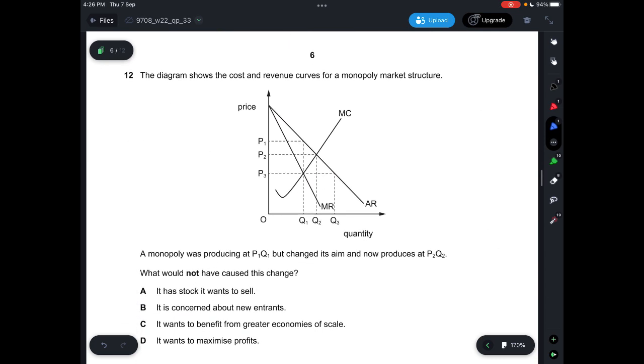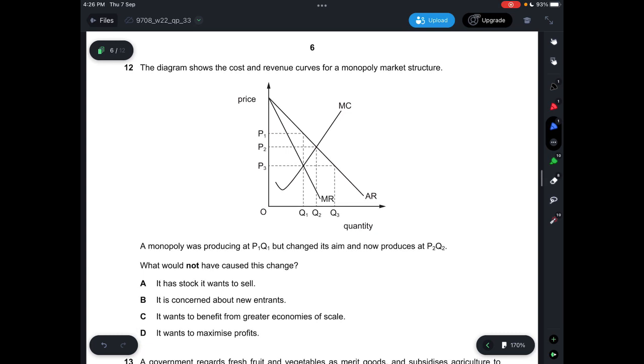Question 12, the diagram shows the cost and revenue curves for a monopoly market structure. A monopoly was producing at P1, Q1. The change is made and now produces at P2, Q2. What would not have caused this change? So A, it says it has stock it wants to sell, which is correct. It's possible. And B, it is concerned about new entrants, which is correct as well.